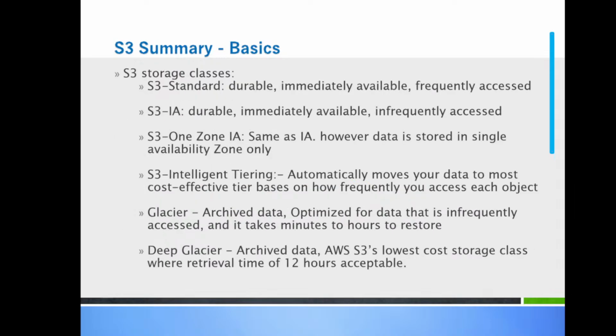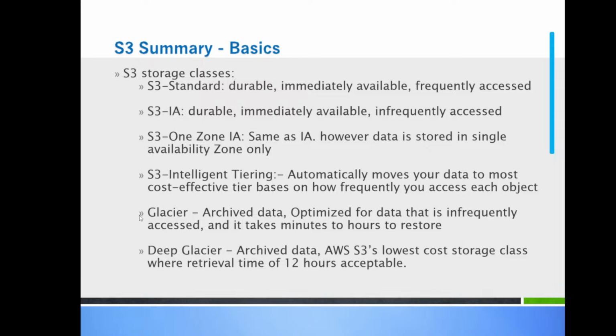Then we talked about storage classes. So we have 5 to 6 storage classes right now, starting with S3 Standard. It is durable, immediately available, frequently accessed. Then S3 Infrequent Access. It is durable, and the data is immediately available, but it is used for infrequent access. Then we have S3 One Zone. It is similar to S3 Infrequent Access. However, the data is stored in a single availability zone only. Then Intelligent-Tiering automatically moves your data to the most cost effective tier based on how frequently you access the data.